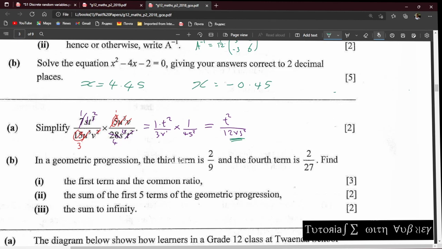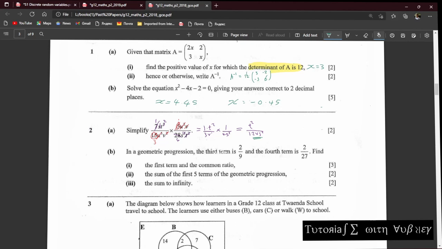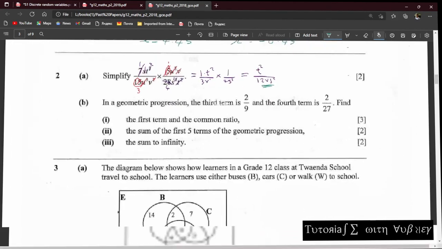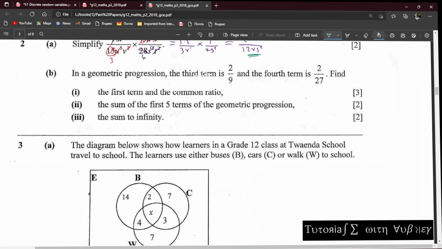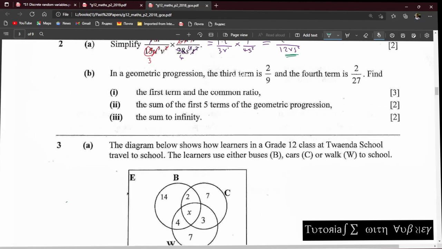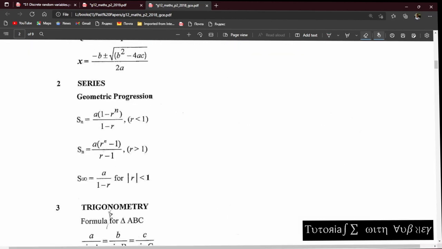So now we go on to question 2b. Question 2b. All right. So in a geometric progression, the third term is 2 over 9. Okay, let me just get my pointer. 2 over 9. And the formulas you've been given on the geometric series, geometric progression or geometric series. So these are the formulas you have here. So you've only been given the formulas for the sums.